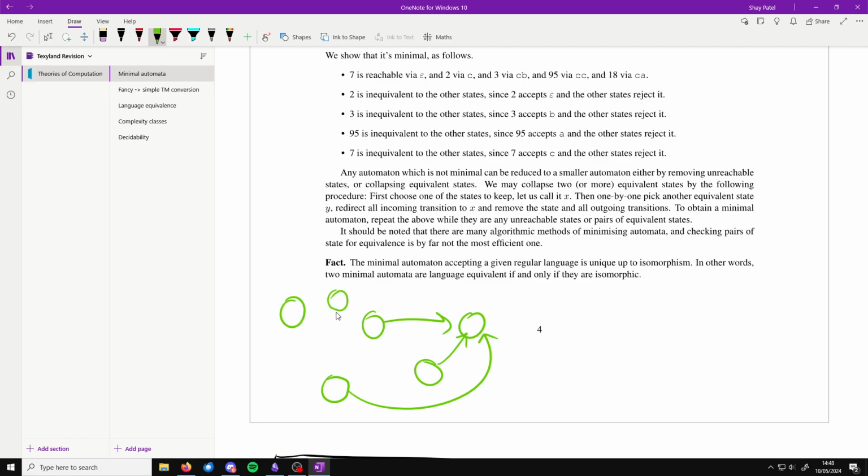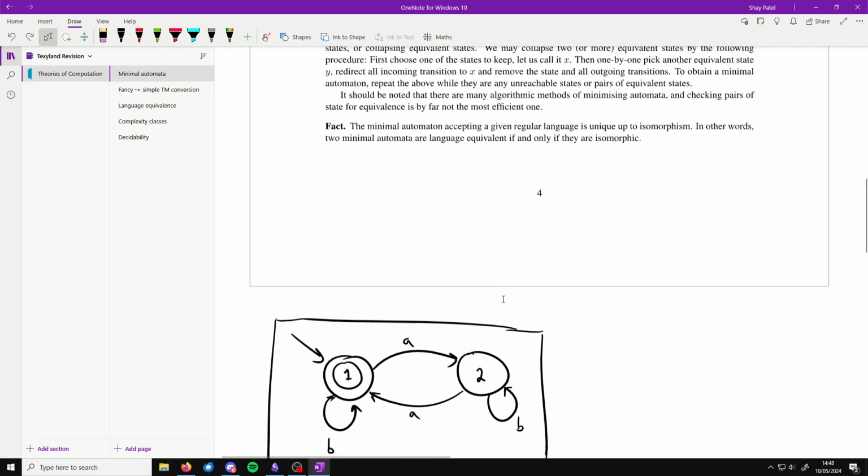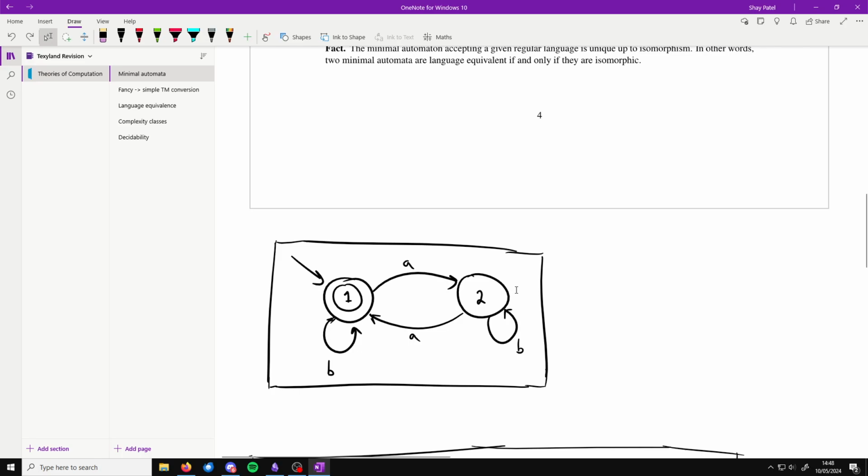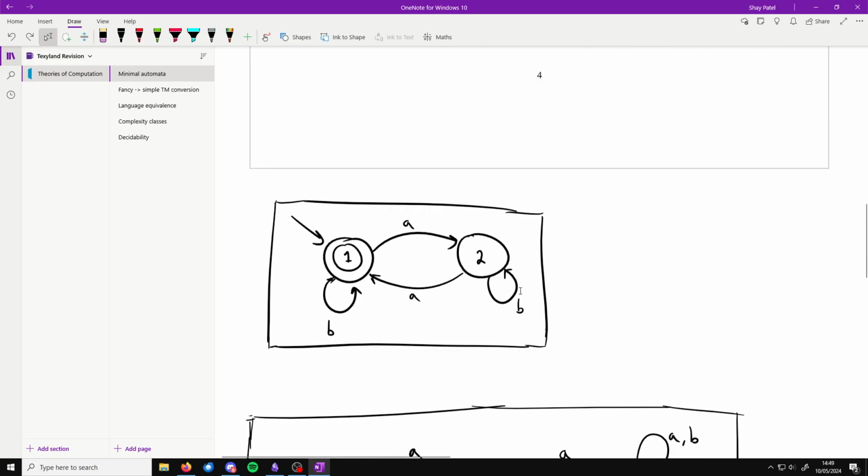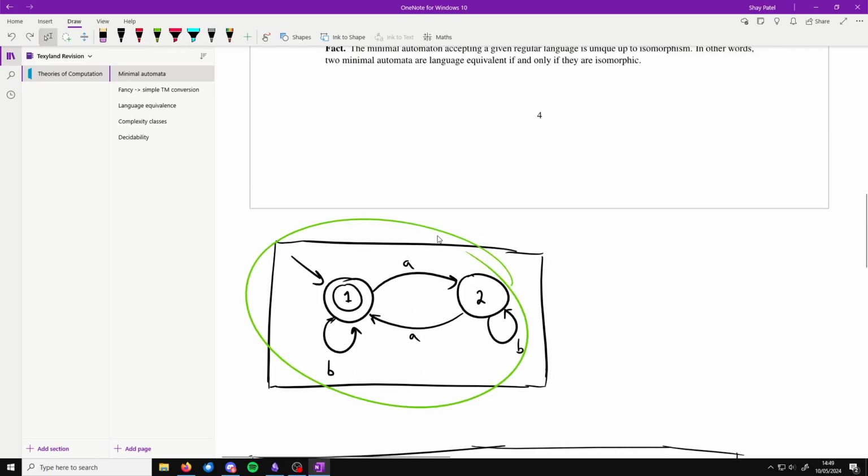Okay, how shall we? I think the best way to do this is to look at an example, actually. Quick fact, the minimal automaton accepting a given regular language is unique up to isomorphism. So there's only going to be one structure or shape in which we can represent a minimal automaton. Cool. Okay, I've got an example here. If we have this DFA here, is this a minimal automata? How can we check?